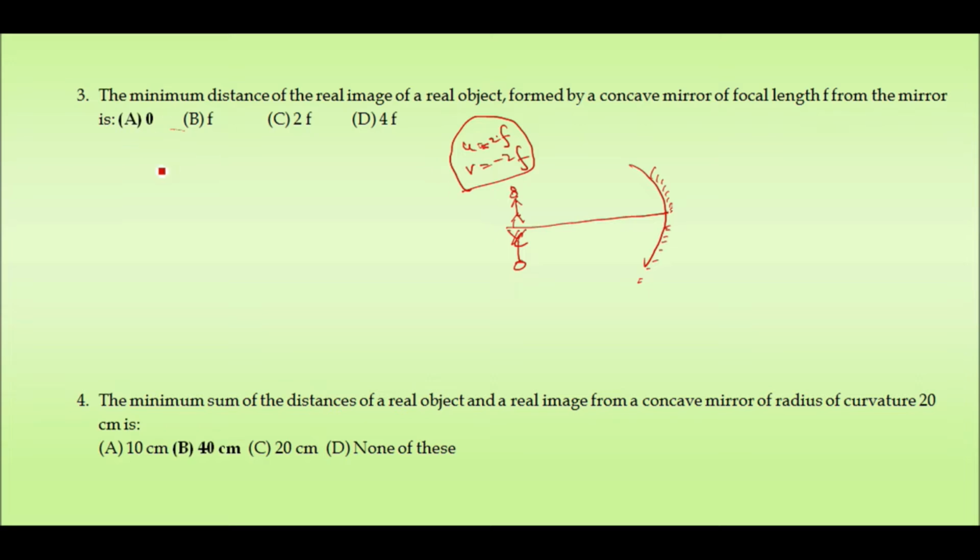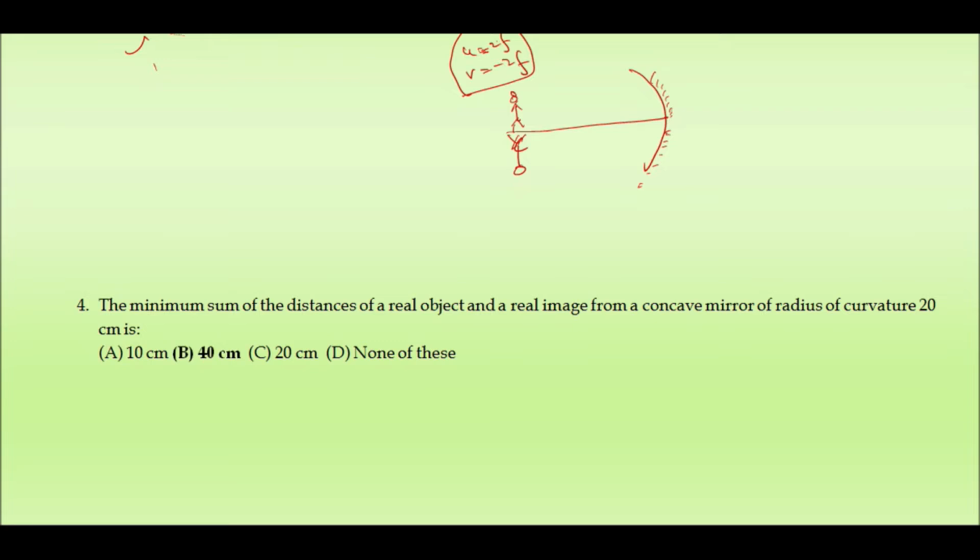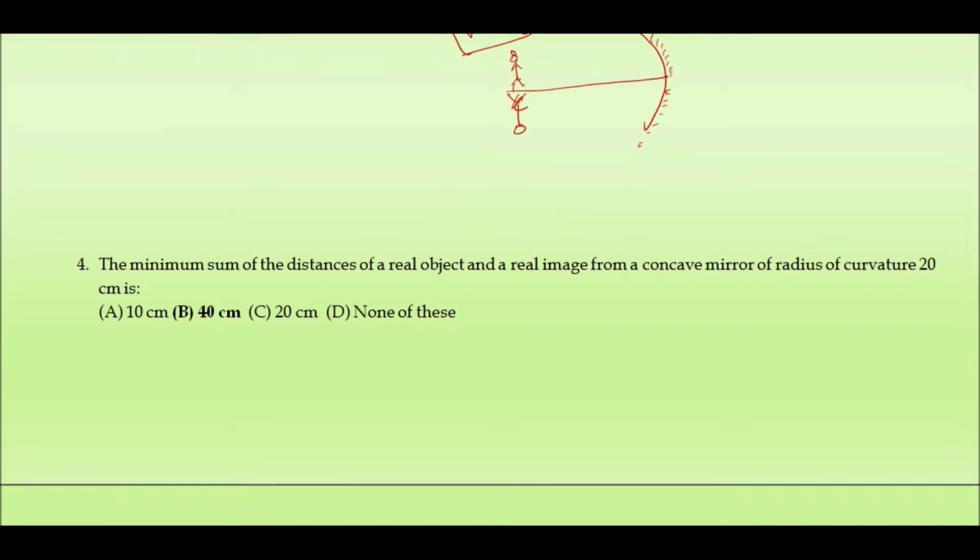Option A is correct. Now the problem number 4 is based on the same concept: what is the minimum sum of distances of a real object and a real image from a concave mirror of radius of curvature equal to 20 centimeters. The minimum sum of distances of a real object and real image is possible when the object is placed at the center of curvature.